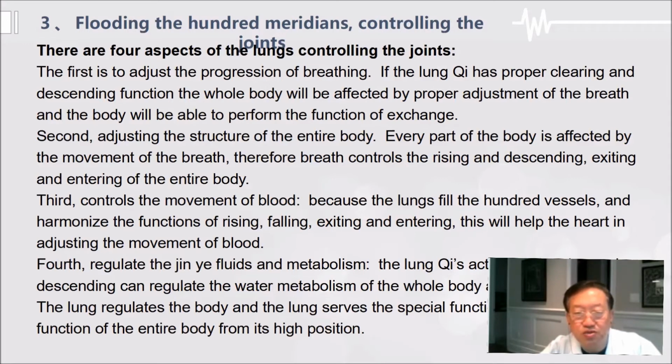Third, it controls the movement of blood. Because the lungs fill the 100 vessels and harmonize the functions of rising, falling, exiting, and entering, this will help the heart in adjusting the movement of blood. Fourth, it regulates the jinye fluids and metabolism. The lungs' qi action of cleansing and descending can regulate the water metabolism of the whole body and excrete toxins. The lung regulates the body, and the lung serves the special function of adjusting the function of the entire body from its high position.